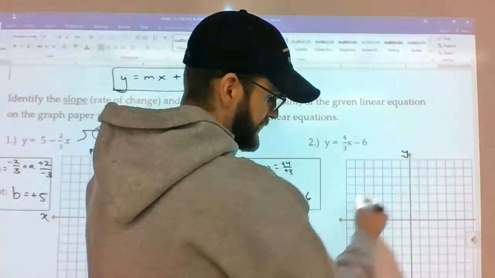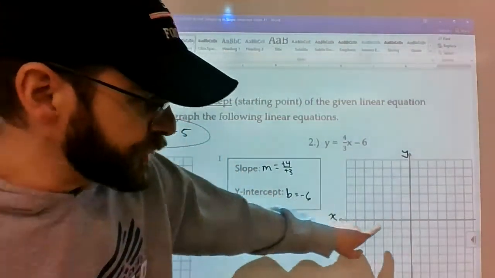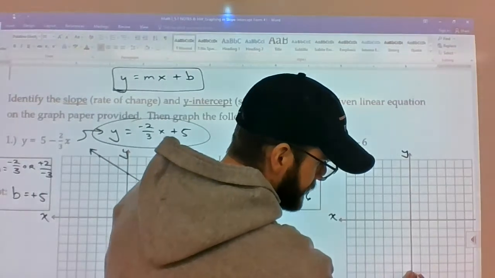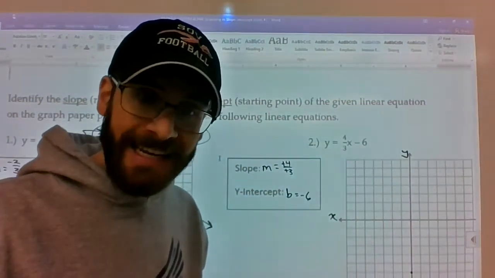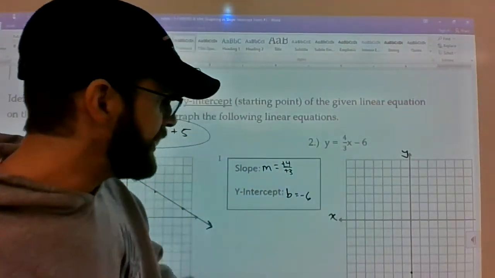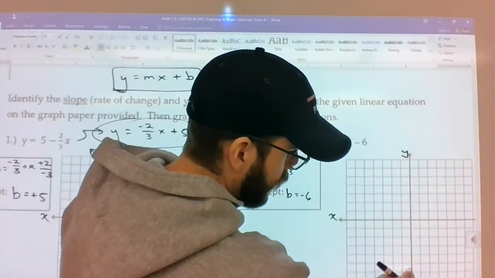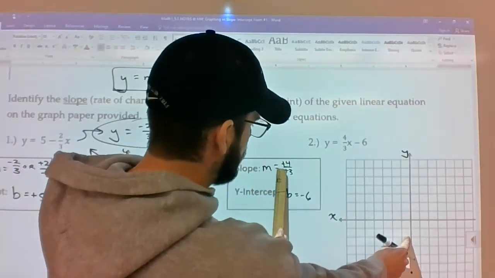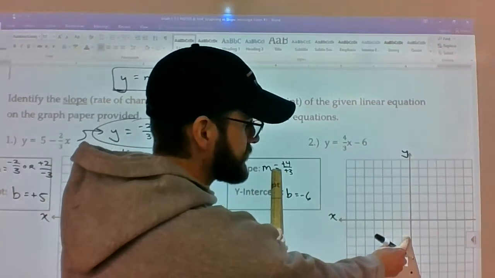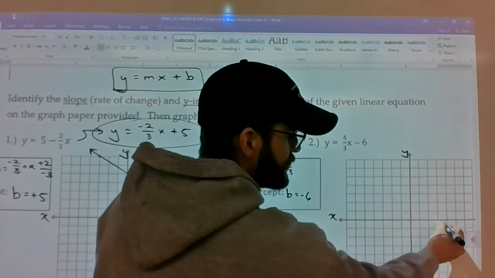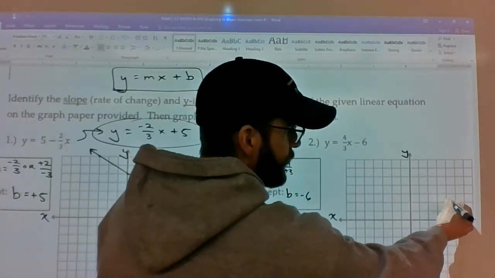So start at the origin. Here's our y-axis, here's our x-axis. B means go down 1, 2, 3, 4, 5, 6. Plot a point at negative 6 on the y-axis. Then you're going to travel up 4 units, 1, 2, 3, 4, and then right 3 units, 1, 2, 3. Up 1, 2, 3, 4 units, right 1, 2, 3.